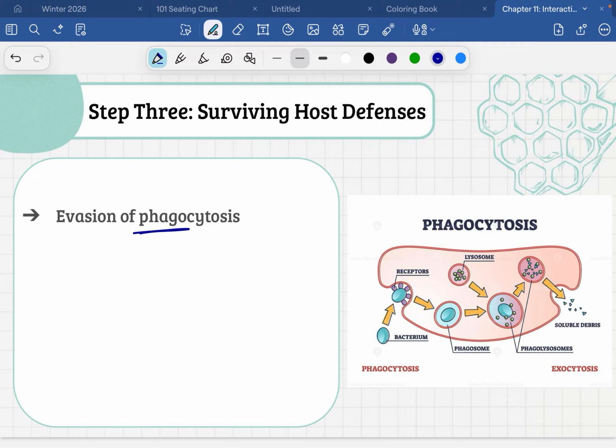This prefix phage, P-H-A-G-E, where we say it phagocytosis in this word, means eating. So that prefix just means eating. Like dysphagia in humans means you have trouble with eating or swallowing. But phagia, phagocytosis, means eating. Cytosis just means cell. So phagocytosis as a word means cell eating. And phagocytosis is something that special white blood cells within your human immune system do.